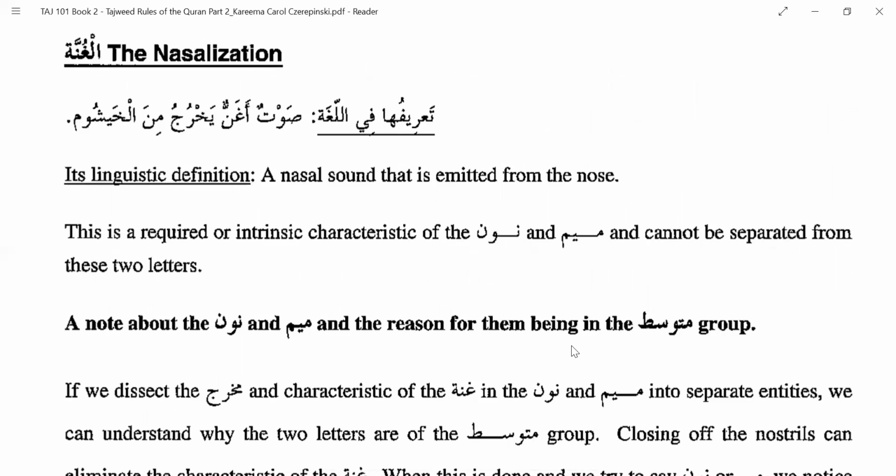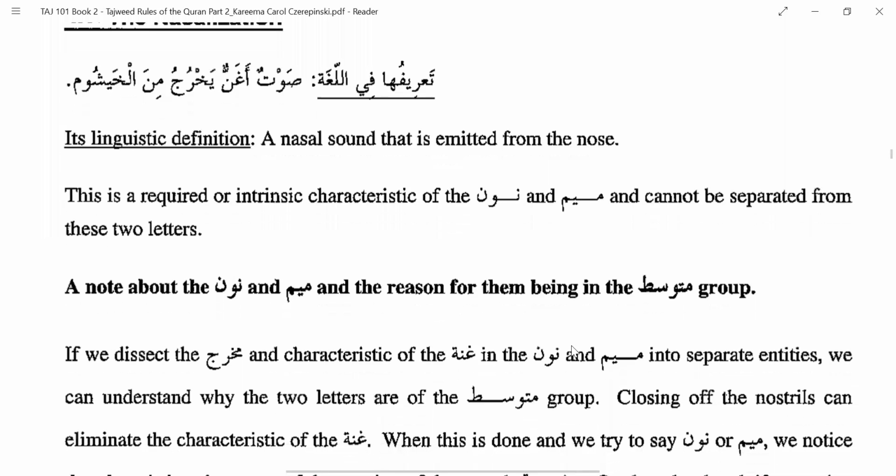Then you have ghunna, nasalization: a nasal sound that is emitted from the nose. This is a required or intrinsic characteristic of noon and meme. You cannot separate this nasalization characteristic from noon and meme. It's always there with it, the sound that comes from the nose. When you close your nose and say noon or meme, you cannot say it. Something is getting blocked inside the nose, pushing out, let me go out, let me go out. That is ghunna. This is an intrinsic characteristic of noon and meme, and it does not separate from these two letters.